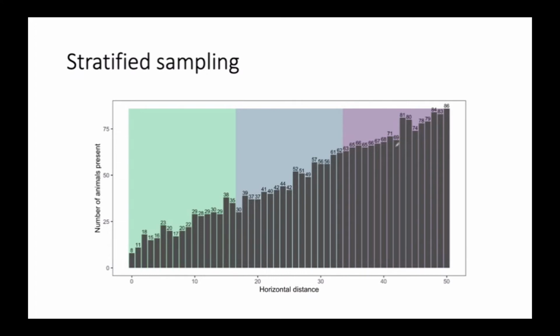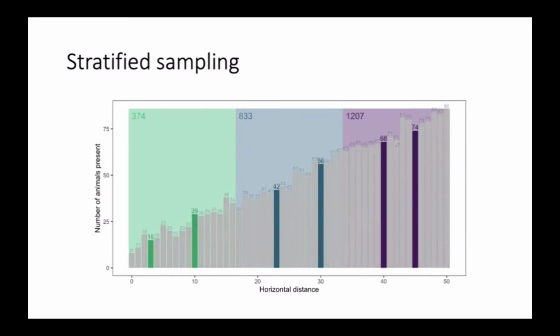So here, for example, we could take the survey region and divide it up into 3 zones. One, the green area, where we expect low counts, the blue area, where we expect medium counts, and the purple area, where we expect high counts. This is the basic idea behind stratified sampling.